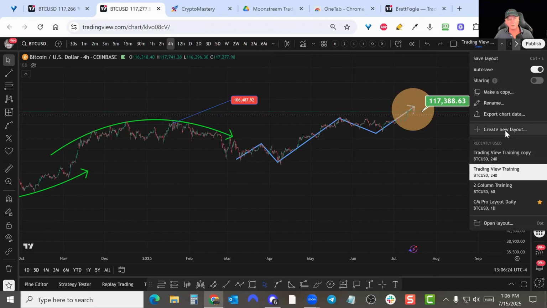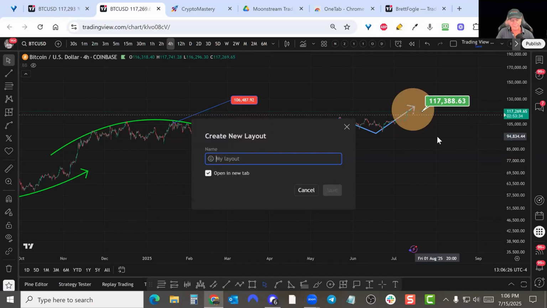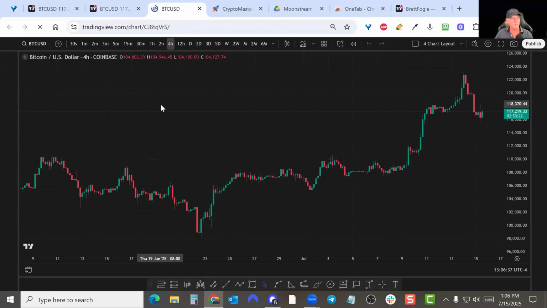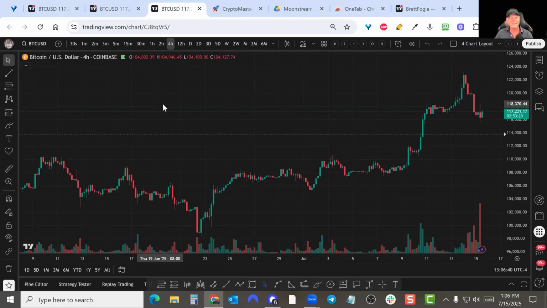So I'll go create new layout, and I'm going to say 4 charts layout, because I already have a 2 chart layout that I was going to show you. But here, if you go open a new tab and hit save, now we have a blank chart, right? So up under this here where we see the layout setup.